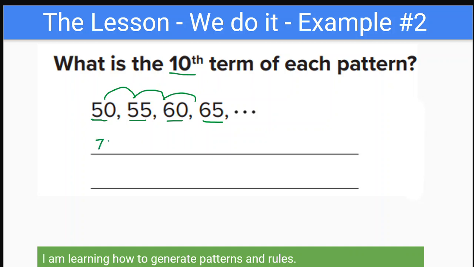Then we have 70, 75, okay? 80, 85, 90, 95. Okay, we got 6 down here, we got 4 up here. And so what is the 10th term? The 10th term right here is 95. Okay, kids, right now you're learning how to generate patterns and rules.